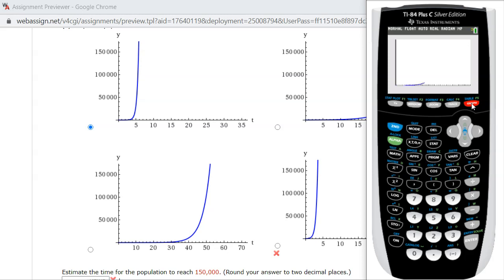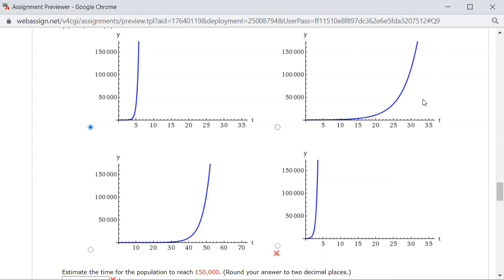Hopefully it gives you the picture here. Let's see, which one is a reasonable one? This is 50 right here. This is around 30-ish. I can't see it. It's probably this, the closest picture. So I'm going to pick that.